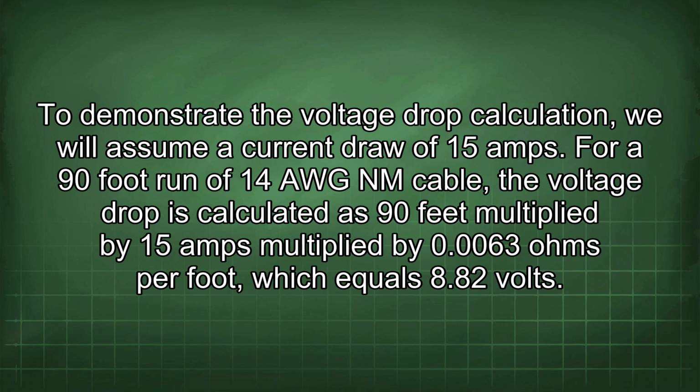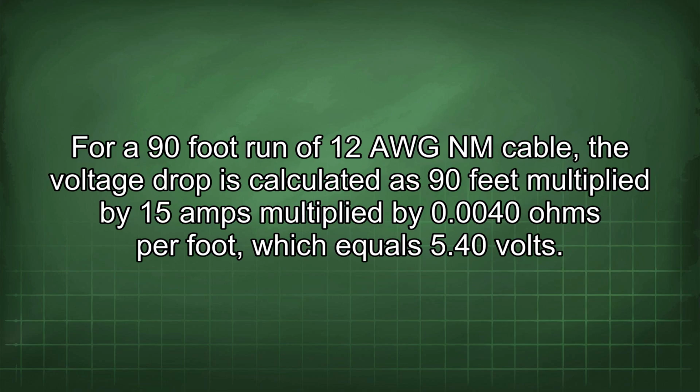For a 90-foot run of 14 AWG NM cable, the voltage drop is calculated as 90 feet multiplied by 15 amps multiplied by 0.63 ohms per foot, which equals 8.82 volts. For a 90-foot run of 12 AWG NM cable, the voltage drop is calculated as 90 feet multiplied by 15 amps multiplied by 0.40 ohms per foot, which equals 5.40 volts.